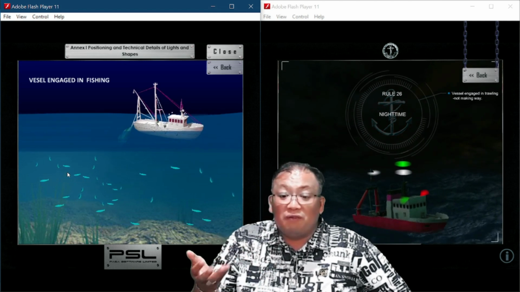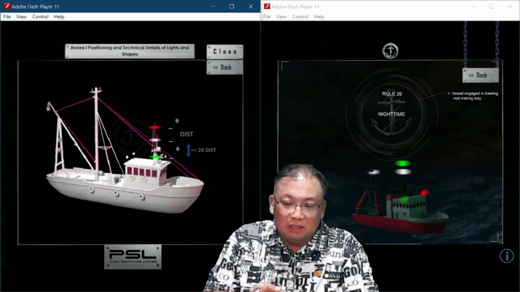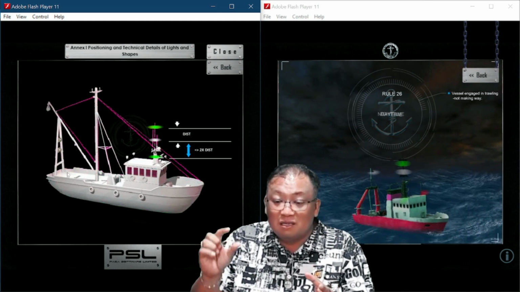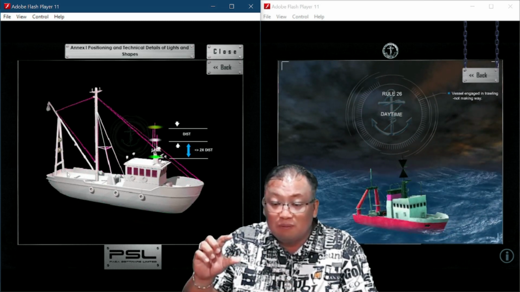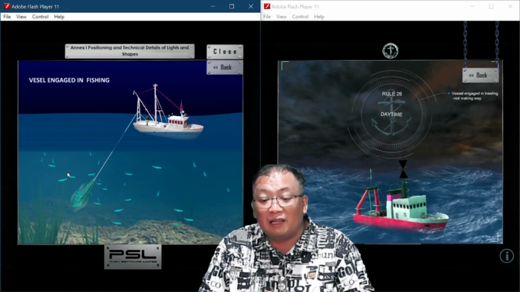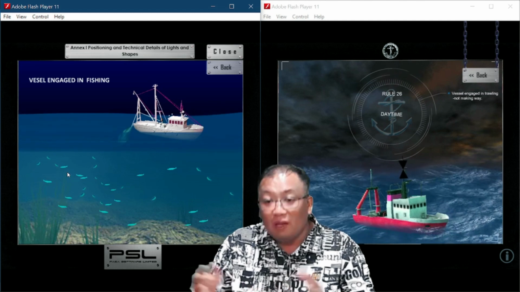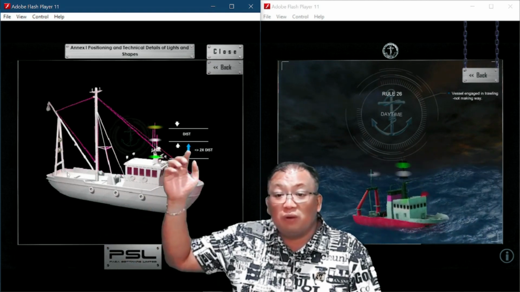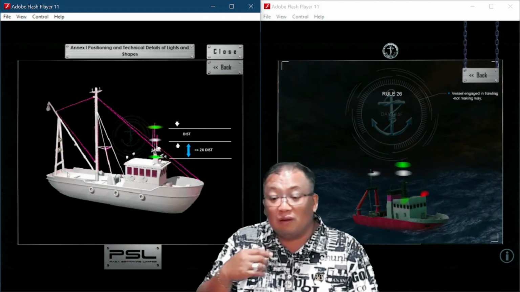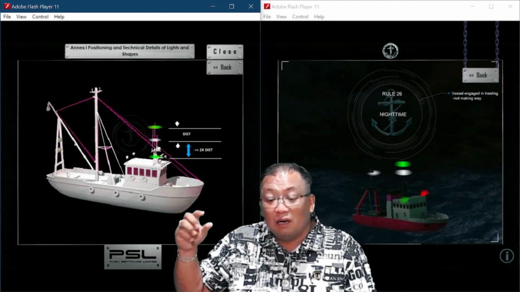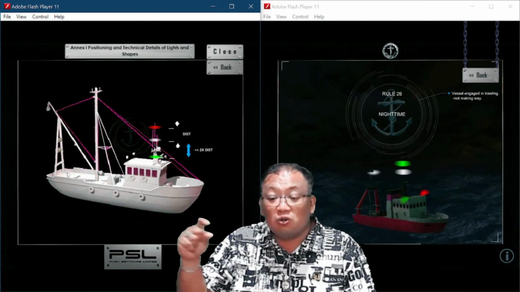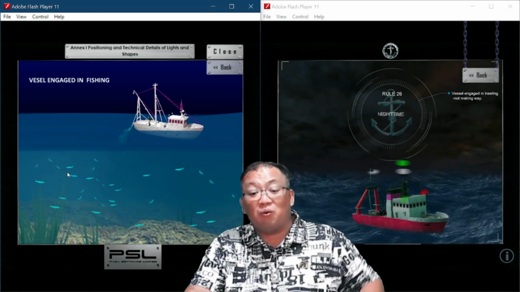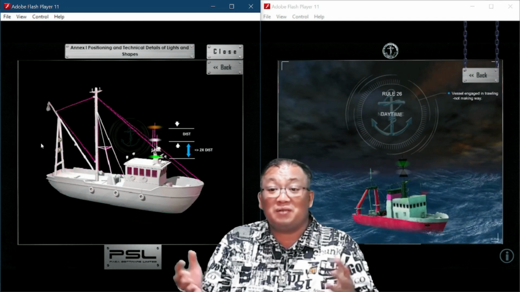A vessel engaged in fishing, like this trolling vessel now. You can see the distance from the side light is 2 times. Again, vessel engaged in trolling on my right side, the distance between the green and the white, if you measure from the side light, is also 2 times, from the side light to the white light. So it's very clear.